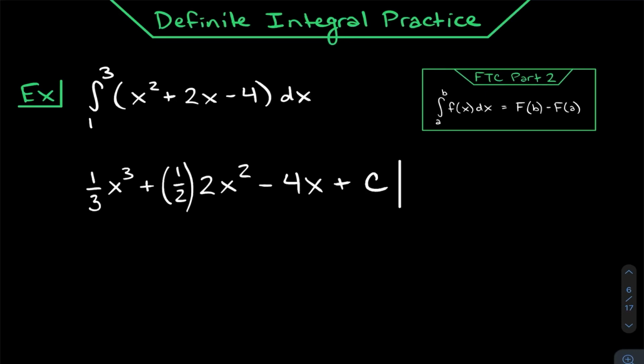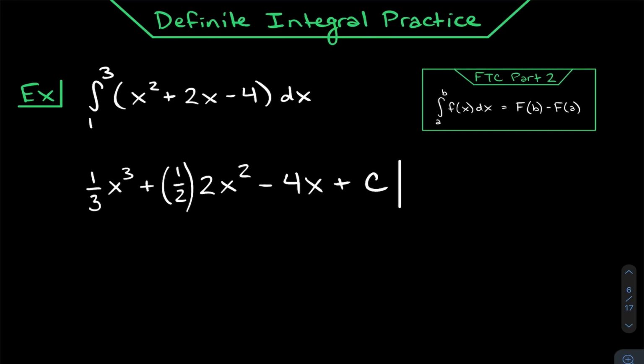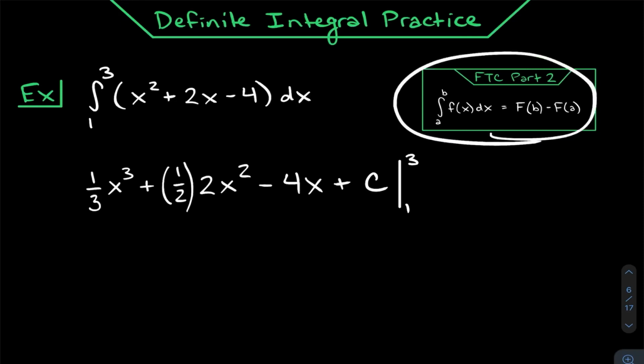Okay? But now I'm going to tack on an evaluation bar. That's what this thing is. It's the only little bit of notation that I haven't talked about yet. What this means is that this antiderivative, this integral, is now ready for us to use the Fundamental Theorem of Calculus Part 2 on it. It's ready for those bounds to be plugged in and for us to find that area from x equals 1 to x equals 3. So that's why we put the 1 and the 3 there. Okay? And so, what does this theorem say?